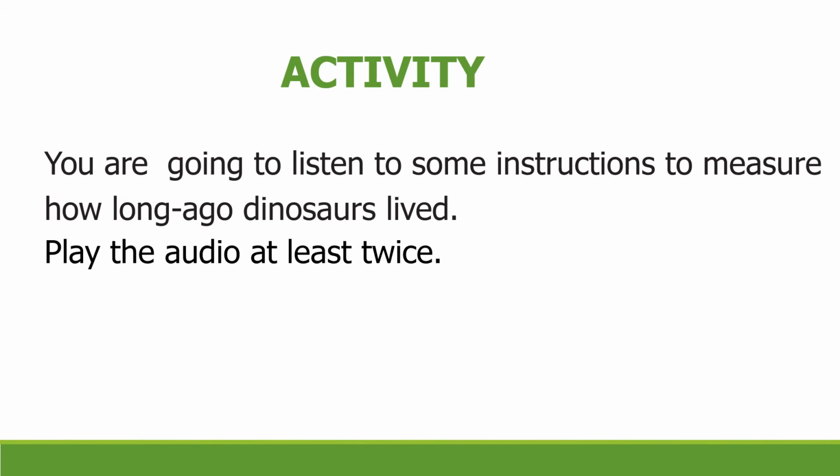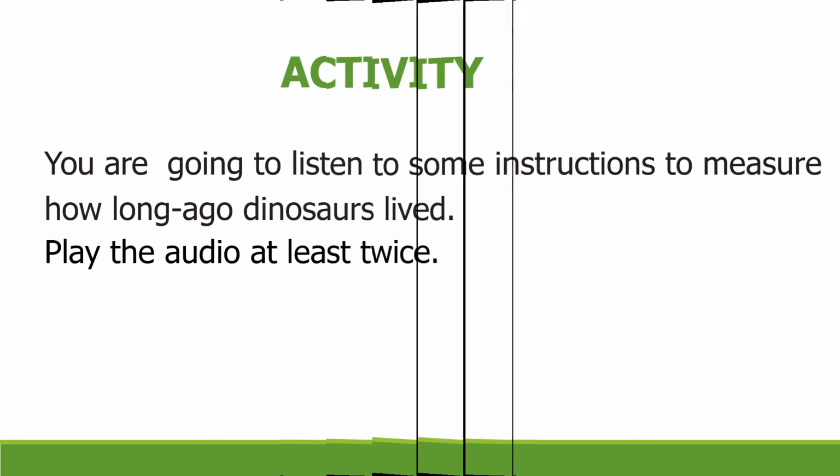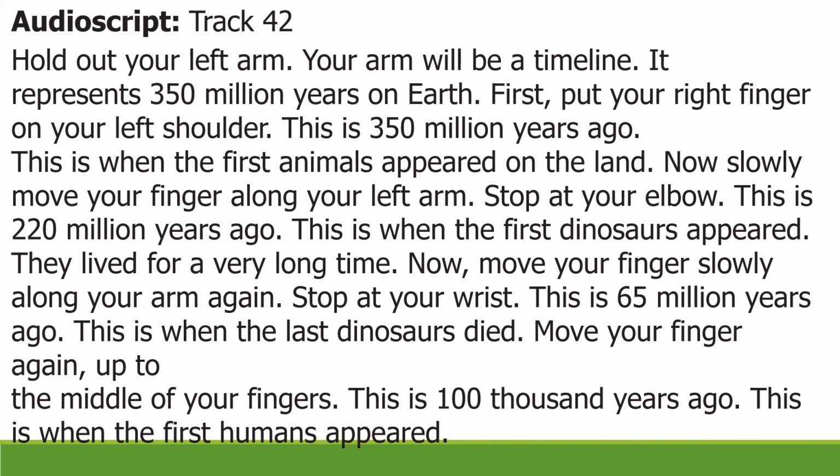A little activity here. You're going to listen to some instructions to measure how long ago dinosaurs lived. You should also play the audio at least twice. This is another audio, so we will read again together. You can play it on your CD if you wish, so you can listen to it more than once. This now is audio script track 42. Now get up and do the activities.